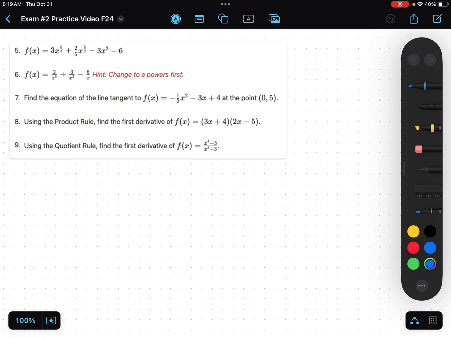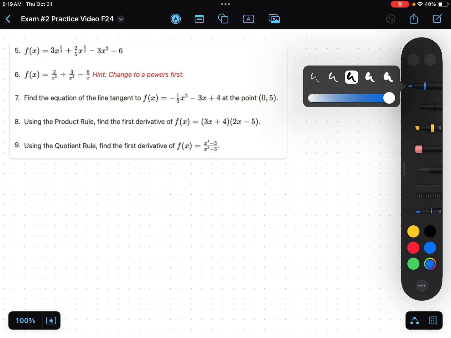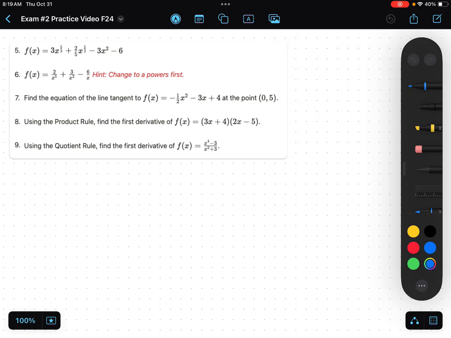Welcome back. I'm going to continue with 5 through 9 here, the solutions to that practice exam. Number 5 here is just a polynomial with a bunch of terms that we'll use the power rule to get the derivative. It won't be that difficult. So I'm just going to do number 5 right here.